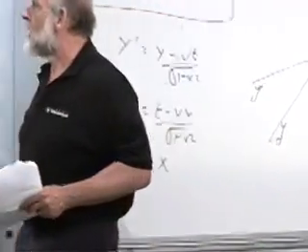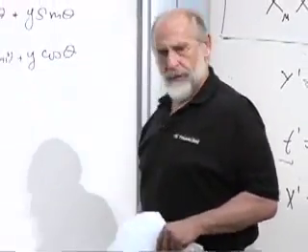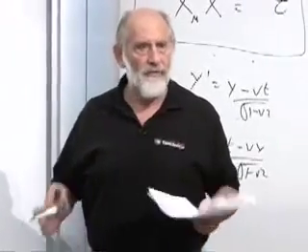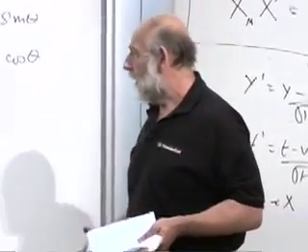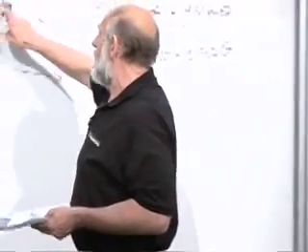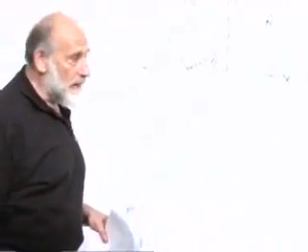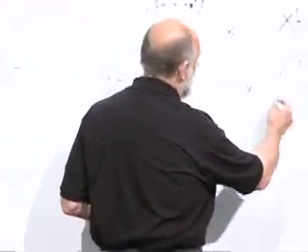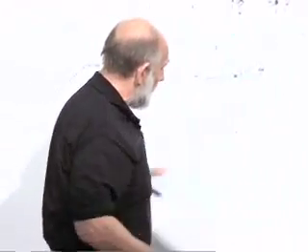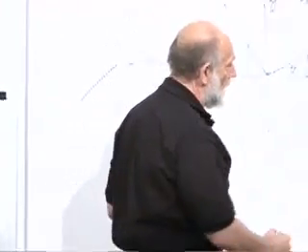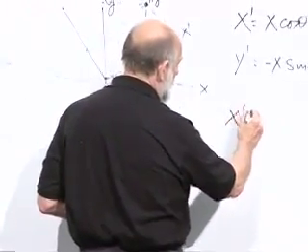Now, this transformation, there's something which is left invariant by this transformation. It's the distance to the point xy. By left invariant, I mean that the distance, the square of the distance to the point xy, what is that? The square of the distance is x squared plus y squared.